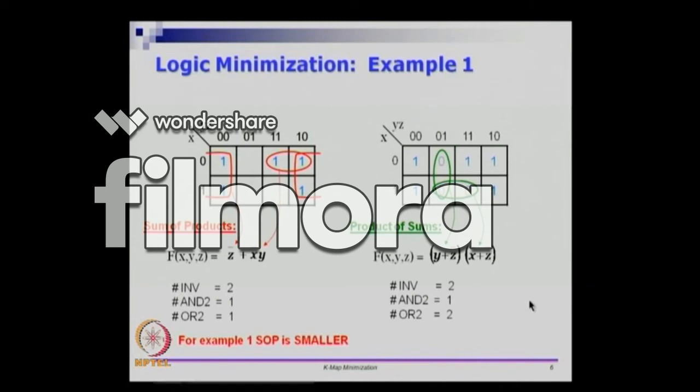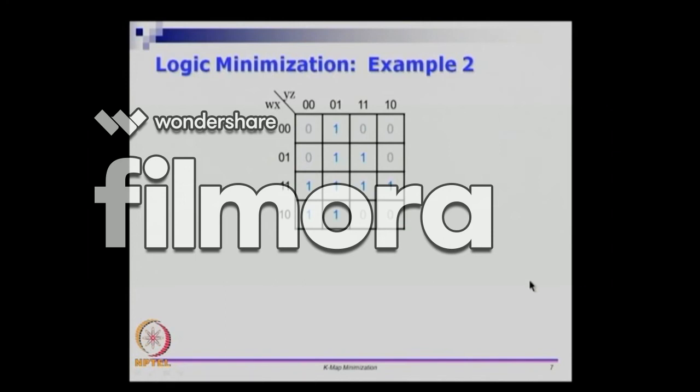So for example 1, the sum of product expression, this way of simplifying is better rather than this way of simplifying it. Let us look at one more example. This is an example in which we have 4 variables w, x, y and z. Let us group the ones together and get sum of products first. So let me show you the one which is not grouped.